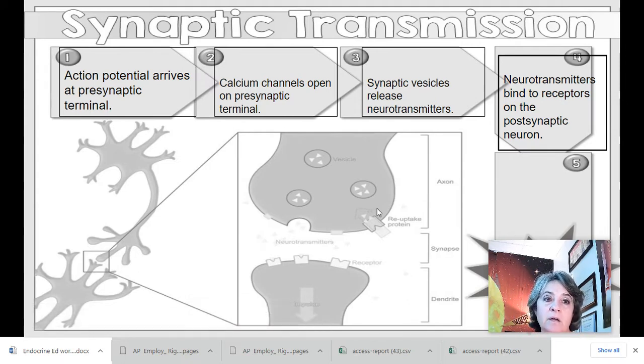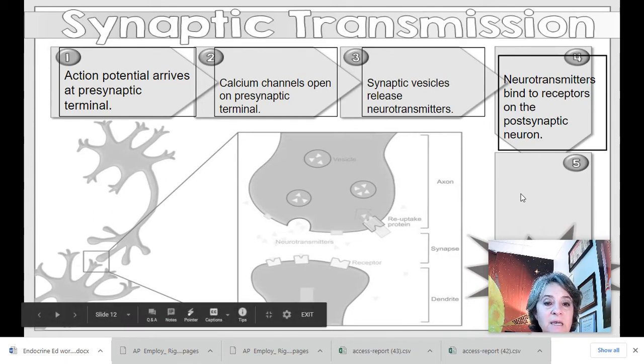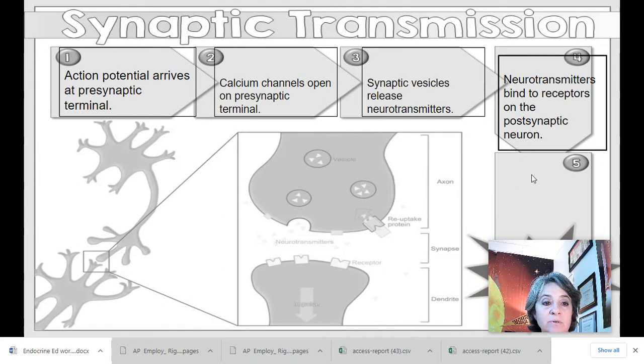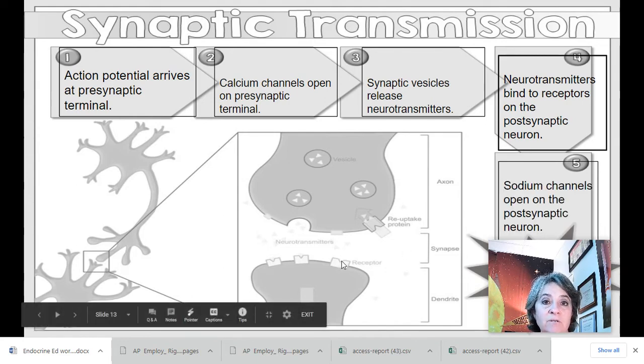And you have a lot of different kinds of neurotransmitters, chemicals floating around. So depending on what cell it's trying to get to and what receptor is present, it may or may not work. But we're saying here it is going to work. These are going to fit into this key or the lock, the receptor. And then once the receptor binds to it and it fits in there, then the sodium channels are going to open up here on the postsynaptic neuron and allow the electricity to keep going.